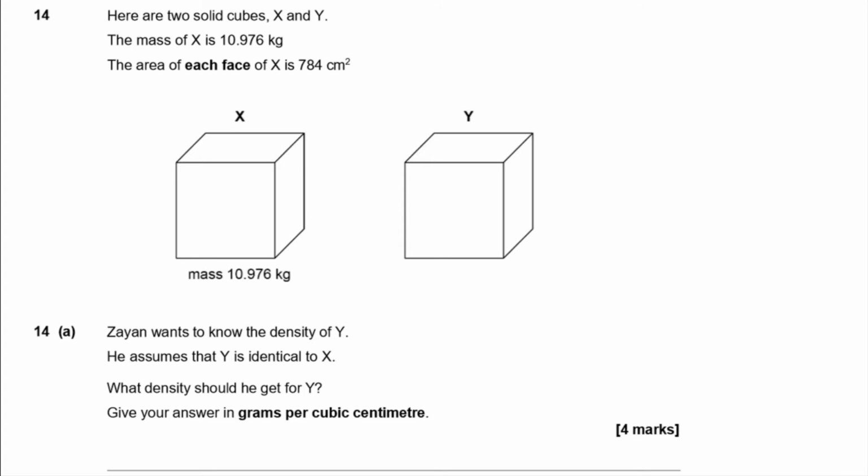So if y is identical to x, then if we work out the density of x, it should be the same thing as the density of y, shouldn't it? Okay, because they're identical, or that's the assumption. So if we assume they're identical, then we assume that the densities are the same for the two. So if I work out the density of x, it should be the density of y. Okay, now density is equal to mass divided by volume.